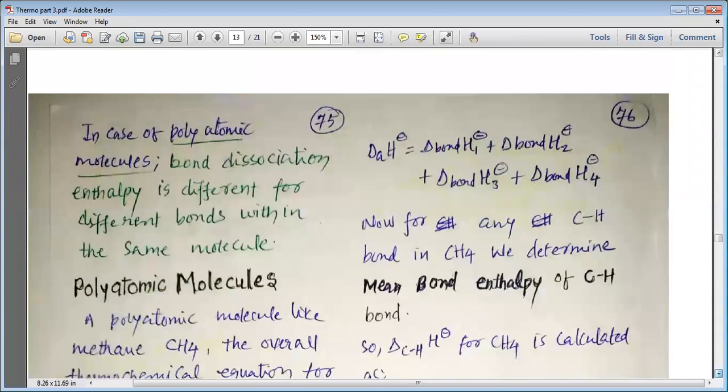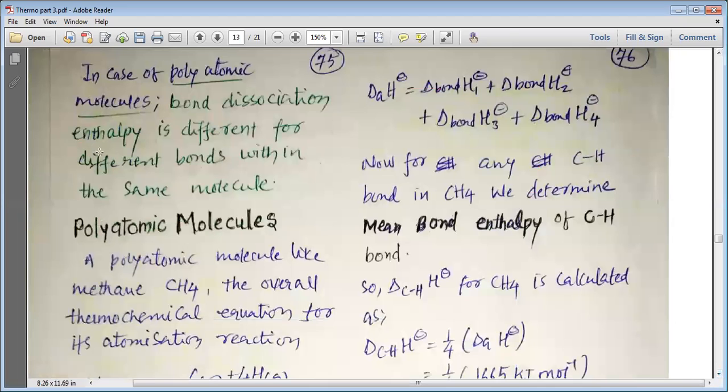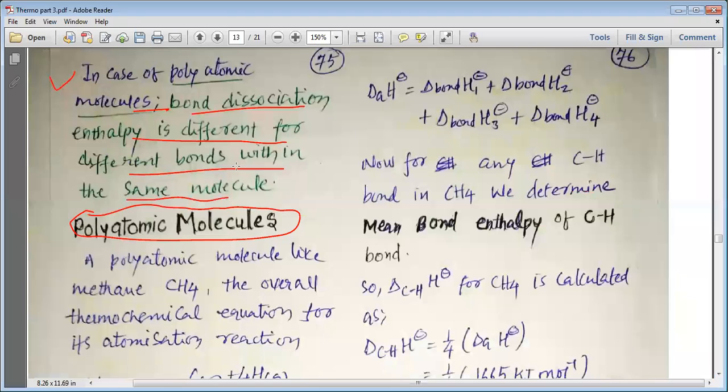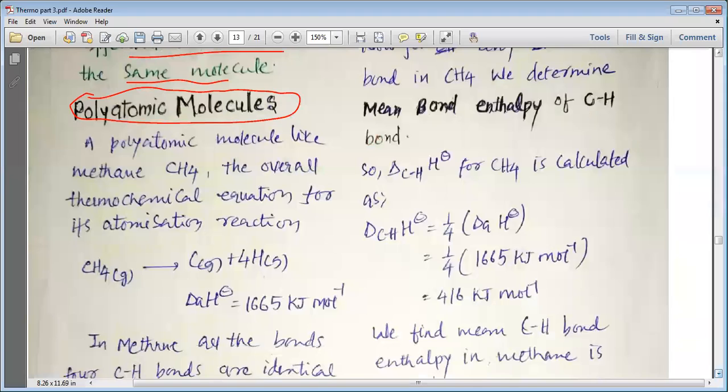Now we want to study about the polyatomic molecules, where the number of atoms present in a molecule is more than 2. So in case of the polyatomic molecules, bond dissociation enthalpy is different for different bonds within the same molecule. If we have a single molecule, in that molecule we have various bonds present, and these bonds are not similar. When we break them, a different amount of energy is needed for each bond to be broken.